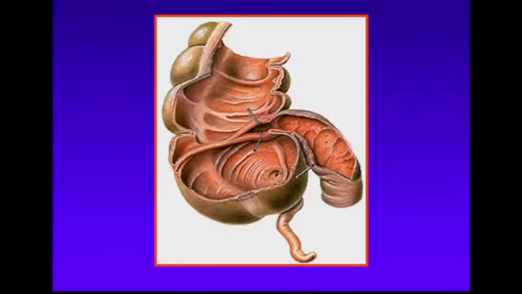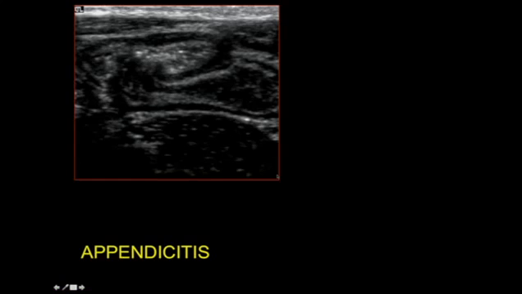In order to correctly identify the appendix on ultrasound, we must understand the anatomy of the right lower quadrant, and in particular, the relationship of the ileocecal valve to the origin of the appendix. This relationship is constant regardless of the position of the cecum within the abdomen. The ileocecal valve is characterized by this classic fishmouth appearance, and if we travel posterior, medial, and inferior along the axis of the cecum, we will come to the origin of the appendix.